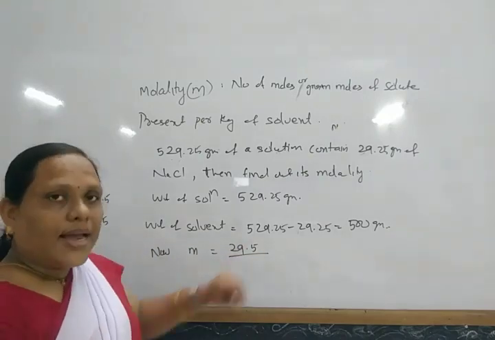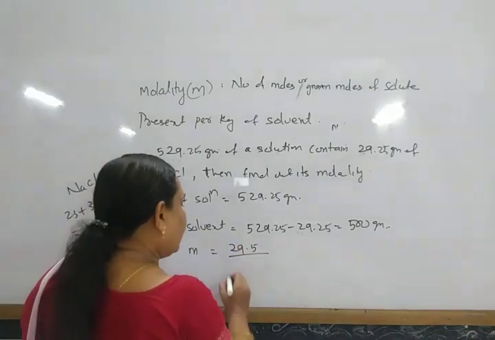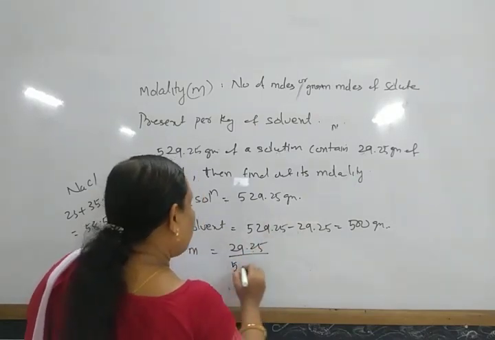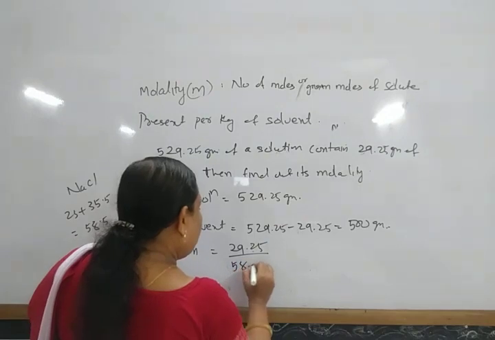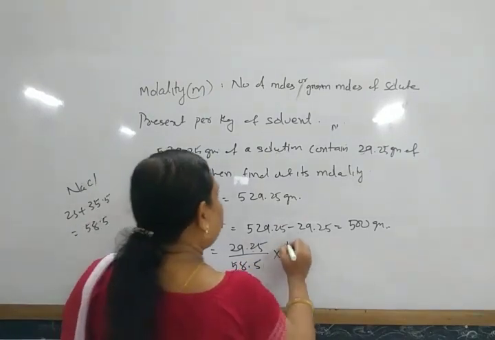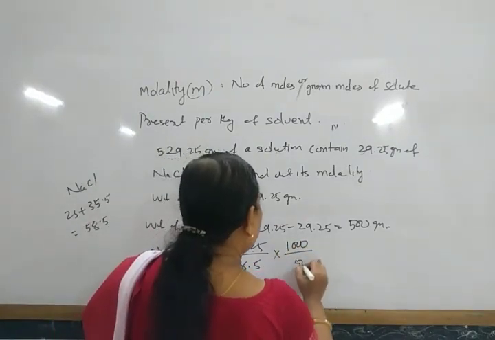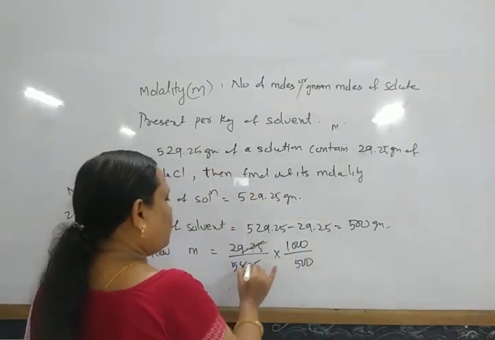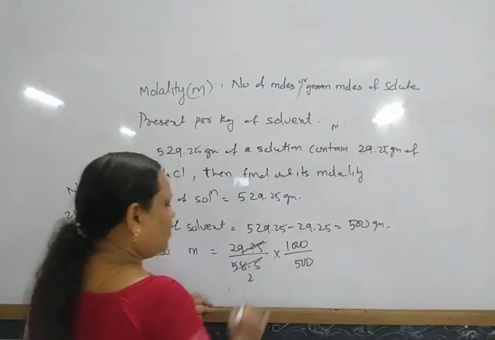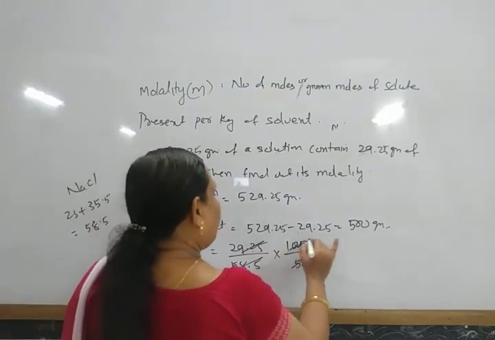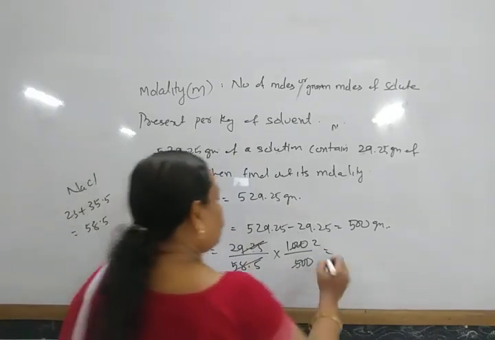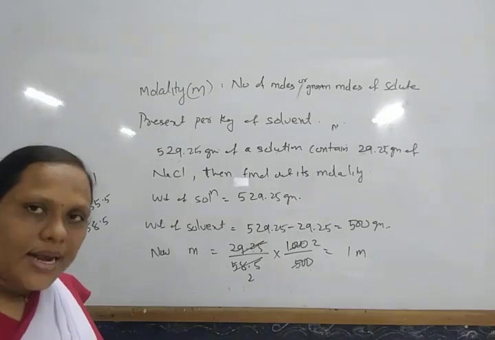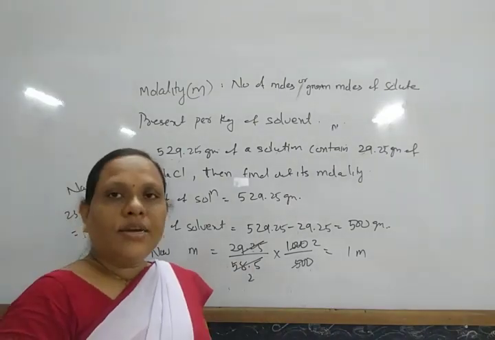Molality is 29.25 divided by 58.5, into 1000 by 500. So 29.25 by 58.5 is equal to 1/2, and 500 by 1000 is also 1/2. So 1/2 by 1/2 is 1. So the solution is of 1 molal.